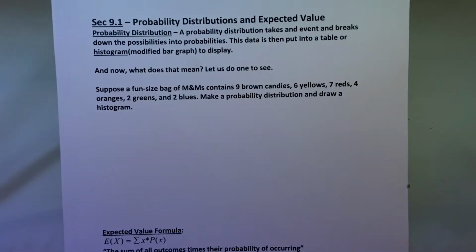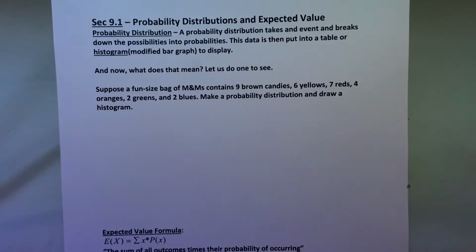Okay guys, chapter 9 starts with some information about probability distributions and expected value. So a probability distribution takes events and breaks down the possibilities into probabilities. We've spoken a little bit about this in chapter 8. The data is then put into a table or histogram, which is kind of a bar graph.